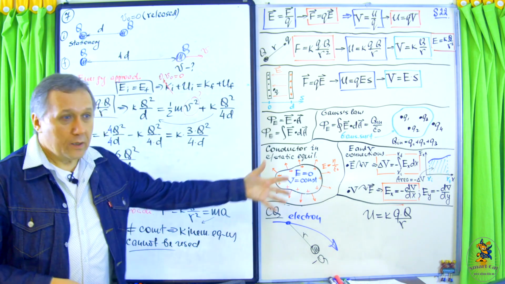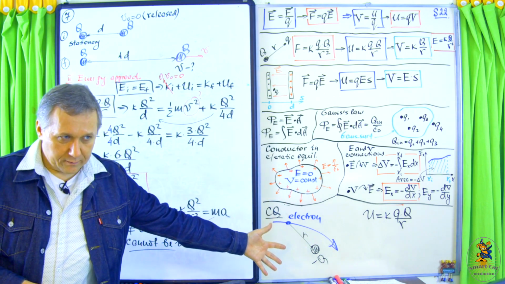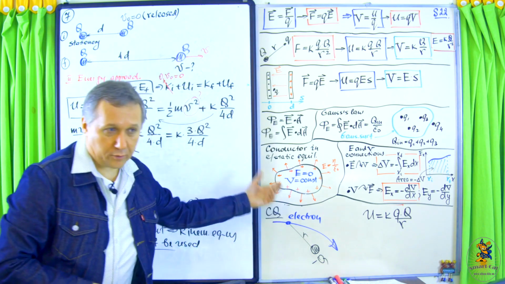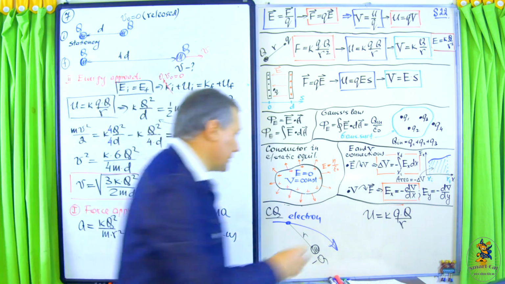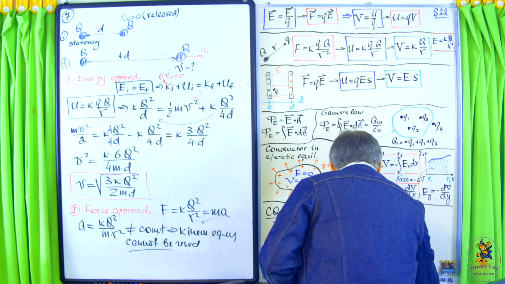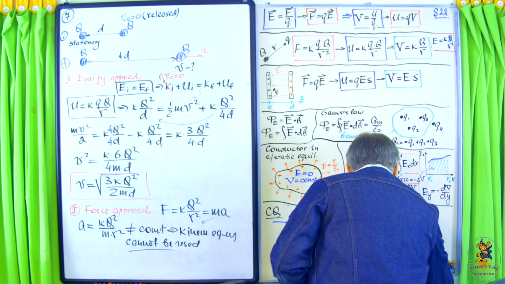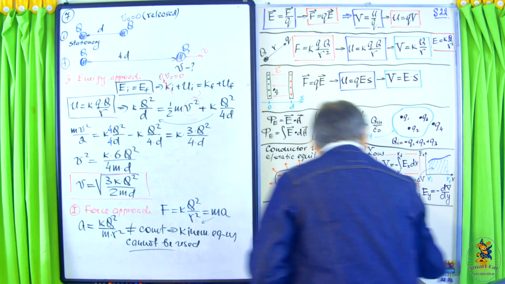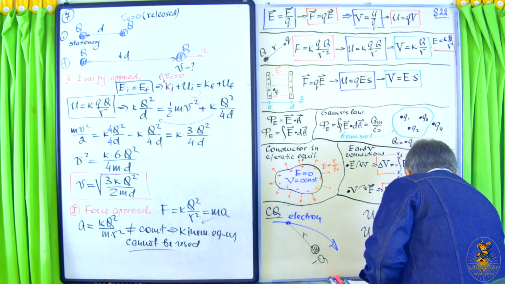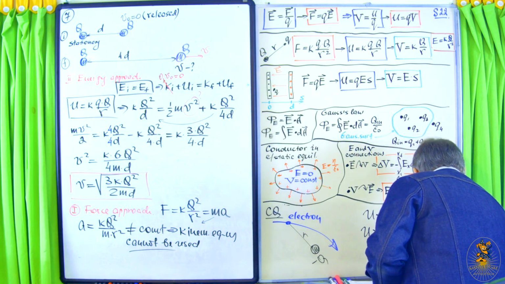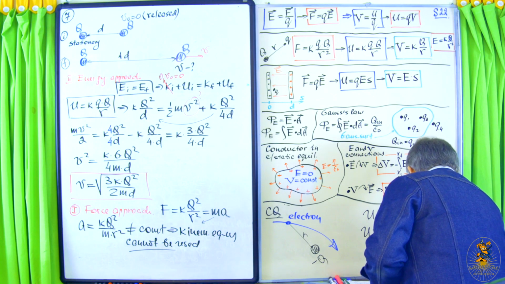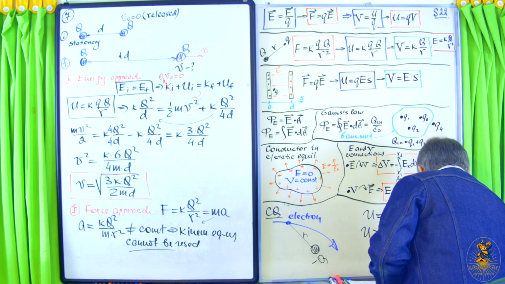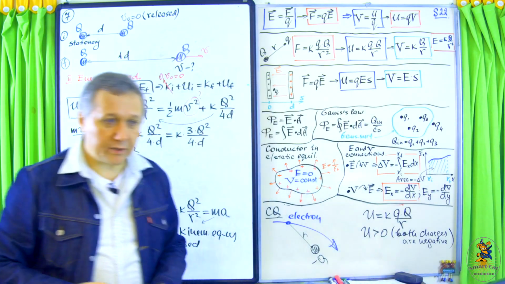So first of all, is potential energy positive or negative? Since both charges are negative, minus Q, and the electron is also negatively charged, it means that potential energy is positive. Both charges are negative. So potential energy is positive.